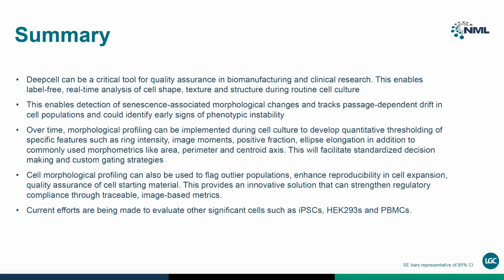So over time, morphological profiling, for example, can be implemented during cell culture to develop quantitative thresholding of specific features, as I've mentioned, in addition to some commonly used metrics such as area, perimeter, and centroid axis. So this will hopefully facilitate standardized decision-making and custom gating strategies. We can also use morphological profiling to flag outlier populations, enhance reproducibility in cell expansion, and quality assurance of the cell starting material. So this provides an innovative solution that can strengthen regulatory compliance through traceable image-based metrics.